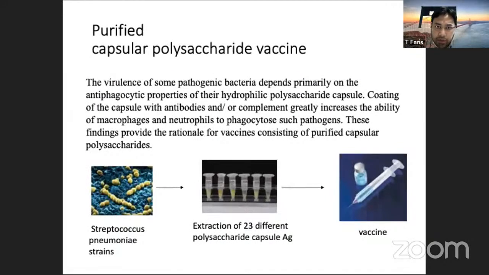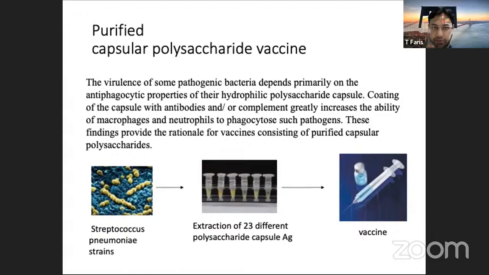Another type is the capsular polysaccharide vaccine. They use hydrophilic substances or polysaccharide capsules as one of their coatings, targeting or making the antibody more stable, so that macrophages and neutrophils can more easily phagocytose and kill them. So it is kind of helping these immune cells to kill them, right?